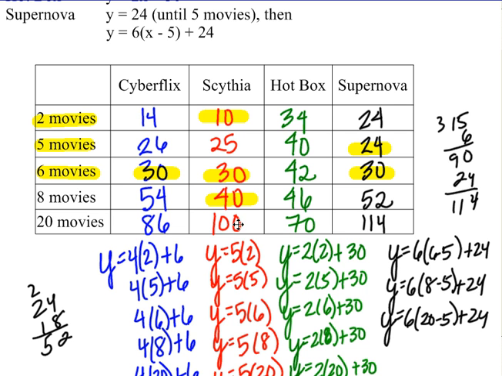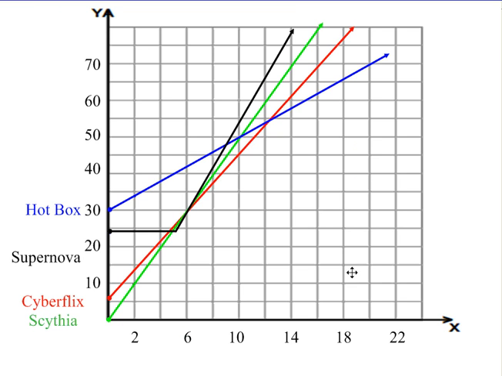And if we're going to rent 20 movies, this is where Hotbox comes in. That's the only time they're actually looking good. If you are a heavy movie renter, then this is probably where you're going to find your biggest bang for your buck. So let me show you what a graph looks like from this table so we can kind of see a little bit better what's happening.